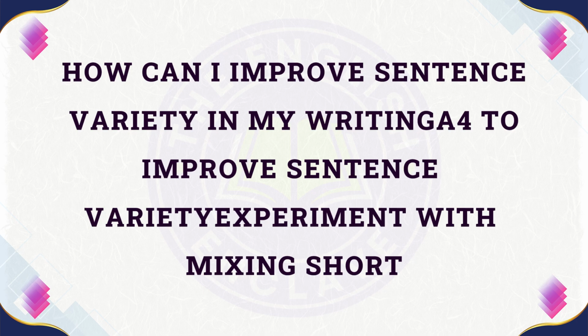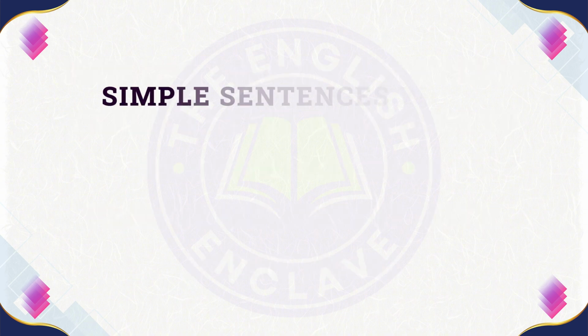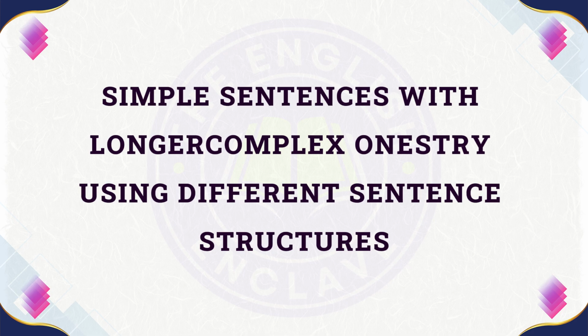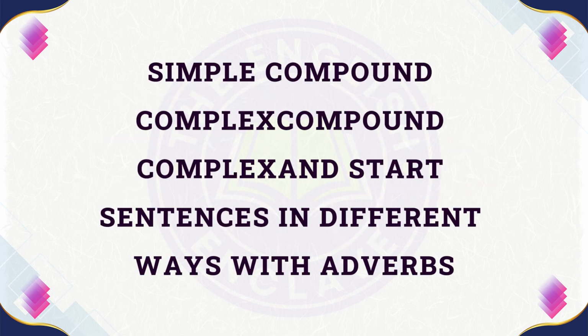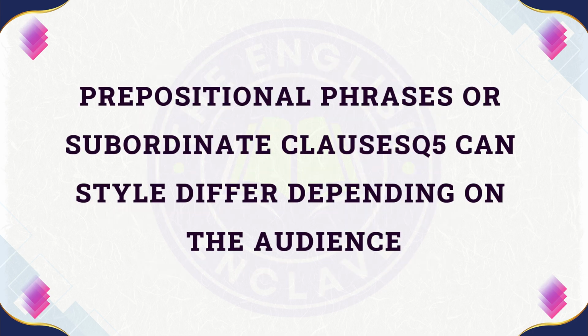Q4. How can I improve sentence variety in my writing? A4. To improve sentence variety, experiment with mixing short, simple sentences with longer, complex ones. Try using different sentence structures: simple, compound, complex, compound complex, and start sentences in different ways, with adverbs, prepositional phrases, or subordinate clauses.